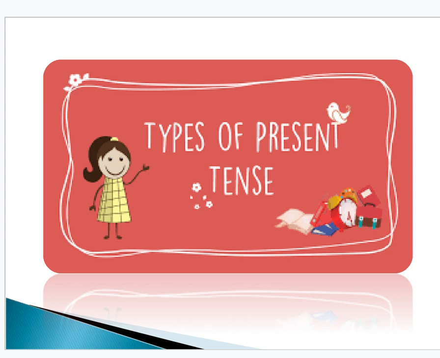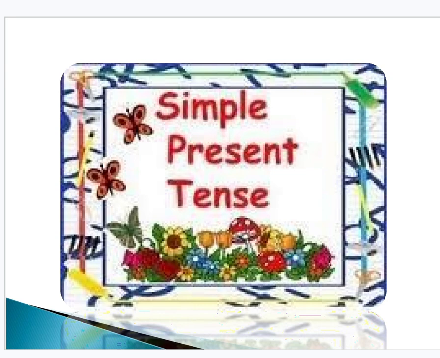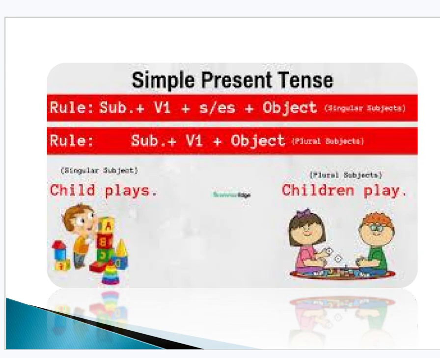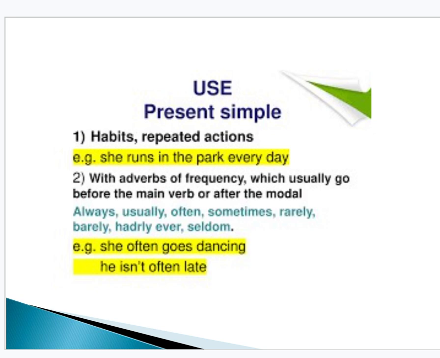Types of present tense. Simple present tense. The simple present tense rule: subject plus base verb plus s or es plus object, and subject plus base verb plus object. Uses of present tense.